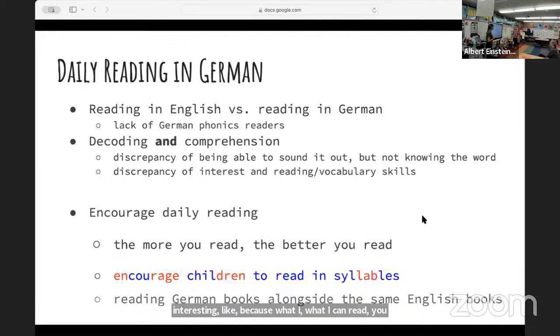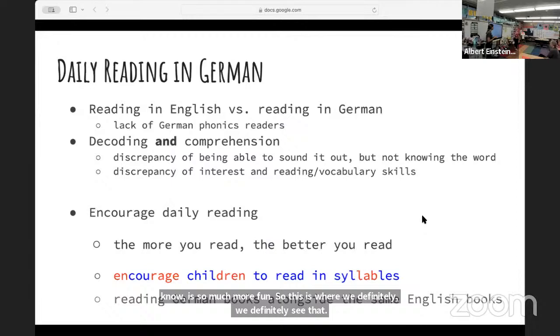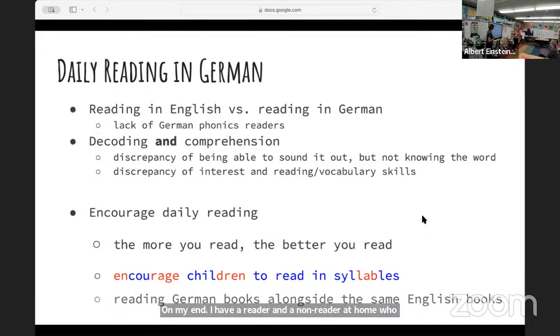On my end, I have a reader and a non-reader at home who refuses to read. So it was very similar. She read in German, but I could tell from her reading level that she would read books about 3 to 4 years behind her actual age level. And luckily on my end, she enjoyed those types of books still for a while. Now it's out the window. She hasn't touched a German book in forever.